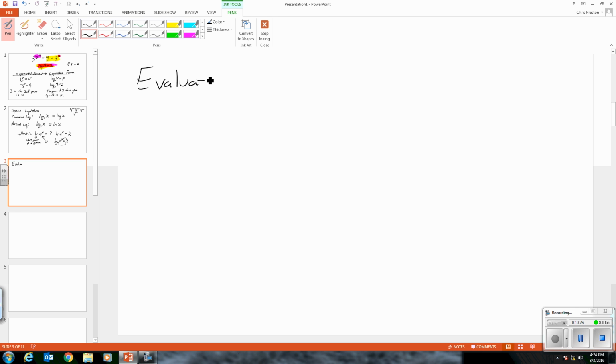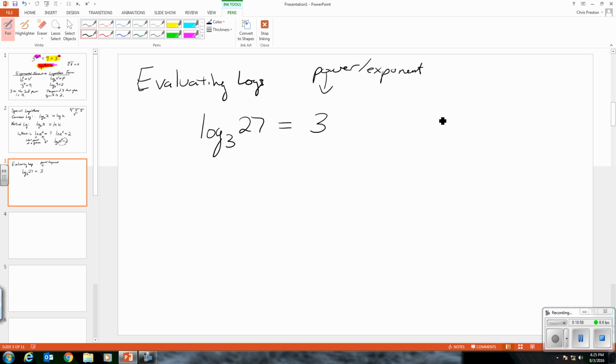And so, if I said, okay, tell me what value each of these logs are. So I have log base 3 of 27. And again, what I'm asking for is the power or the exponent here. What power of 3 will give me an answer of 27? And that is 3 to the third, right? 3 to the third is 27. And so what this is, is the exponent. That's what it is. It's the exponent.